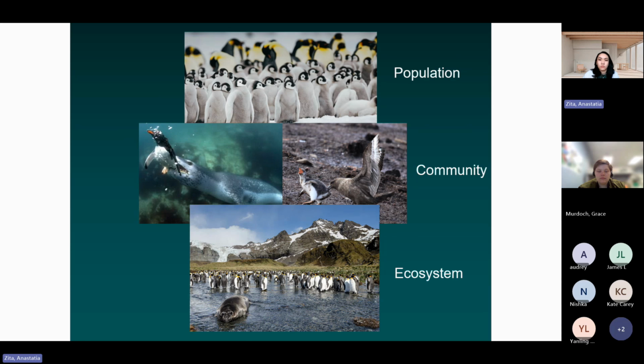So we have some pictures to show you what each of those terms might look like. That's population: all one species of penguin. Community: we've got two different species right there, and how they're interacting with each other. And then an ecosystem: all those different species and animals, along with the mountain range and valley that they're in.